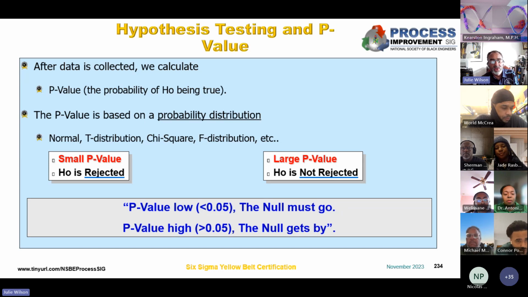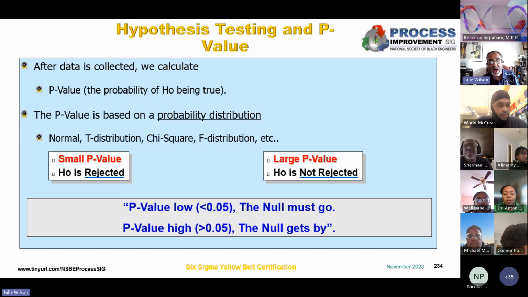But the takeaway from this, and this is the fundamental learning, and I tell all of my Greenbelt students, if you want to get a Six Sigma tattoo on your body, then this is the thing you need to have tattooed, so you always remember it. Small p-value, H naught is rejected. Large p-value, H naught is not rejected. In other words, if the p is low, the null must go. And what we mean by a low p-value is, if the p-value is less than 0.05, the null must go.